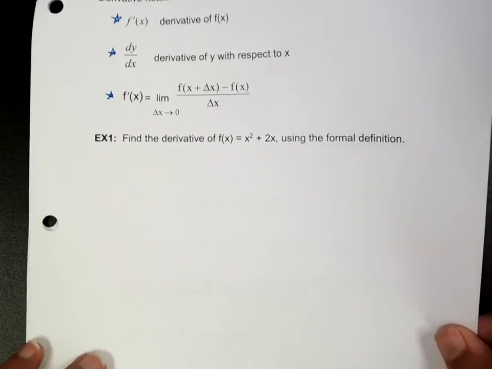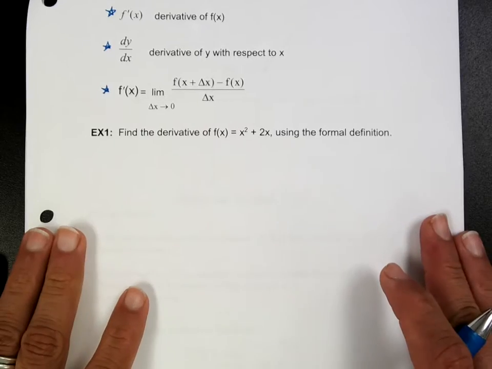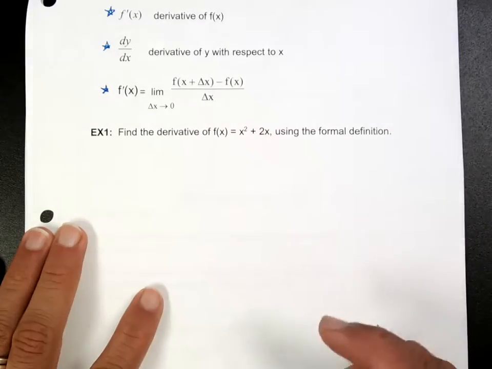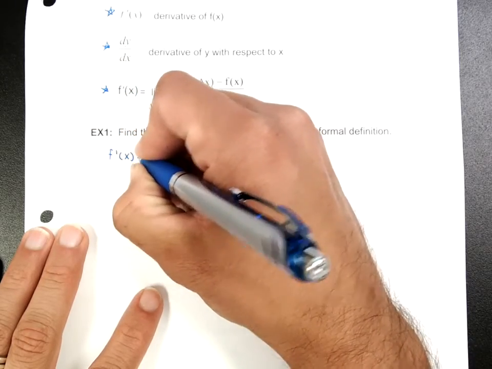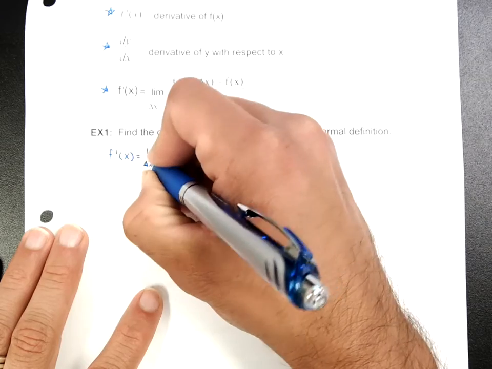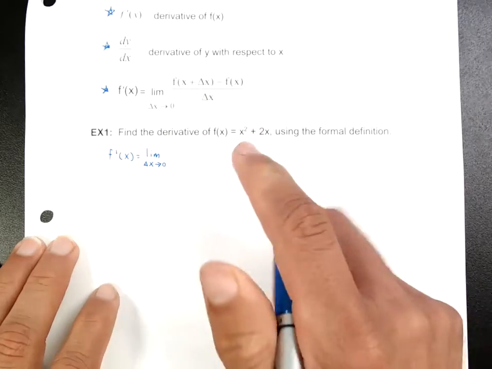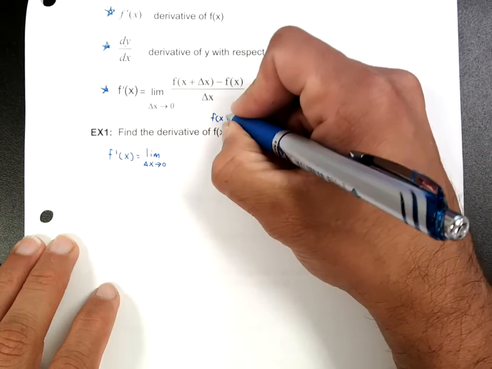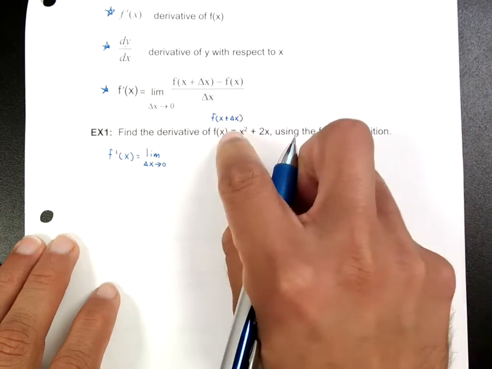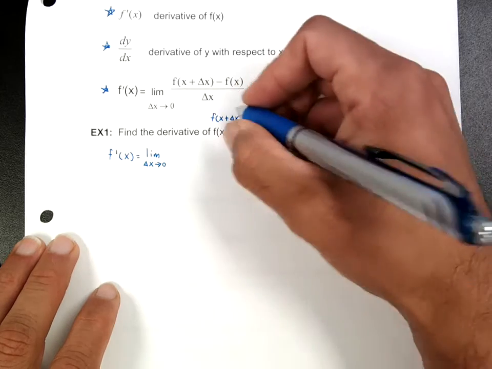So what we're going to do now is one example where we find the derivative of f of x using the formal definition. Notice that you can see the formula up here, which is a good thing. So we have f prime of x is equal to the limit as delta x goes to 0 of, now notice that this is f of x. So f of x plus delta x would imply that I would need to plug x plus delta x into each one of these x's right here.